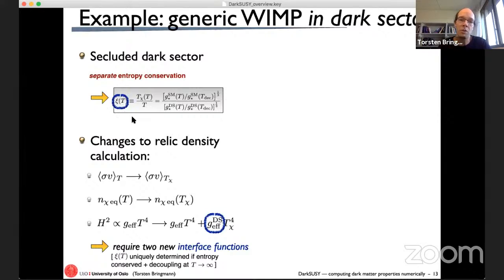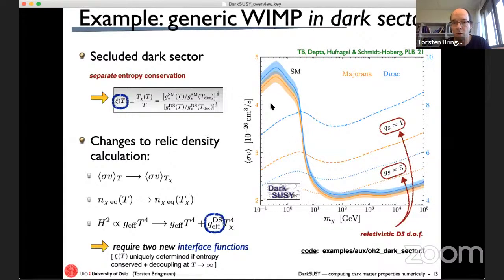And the relic density routines are set up in such a way that as long as you provide these two additional interface functions, it will calculate the relic density. And this is just an example of how it looks. So this is the standard plot that you've seen before, the yellow line.